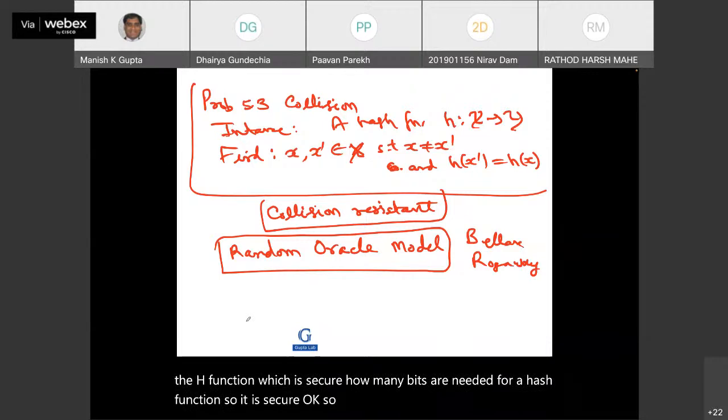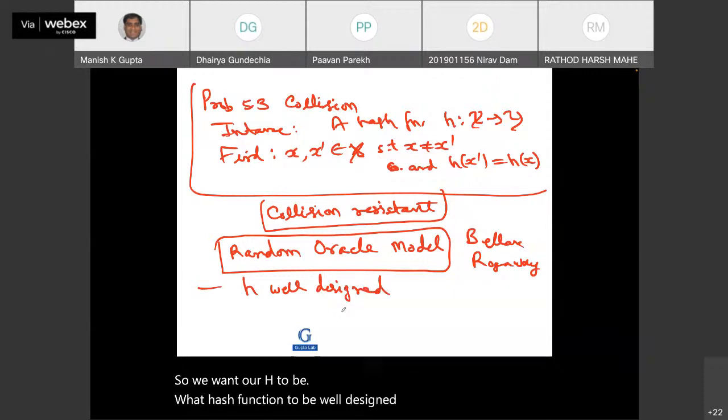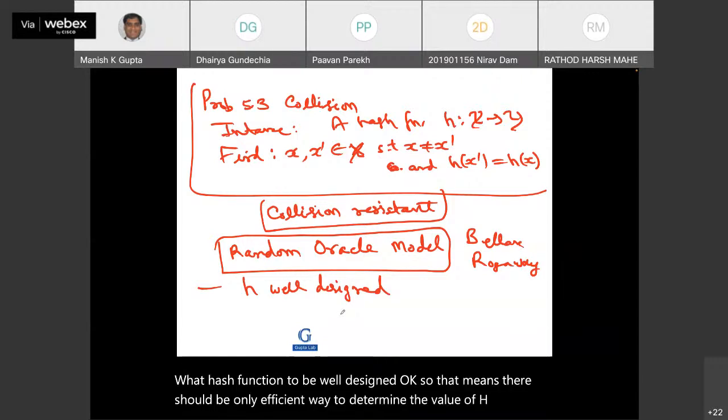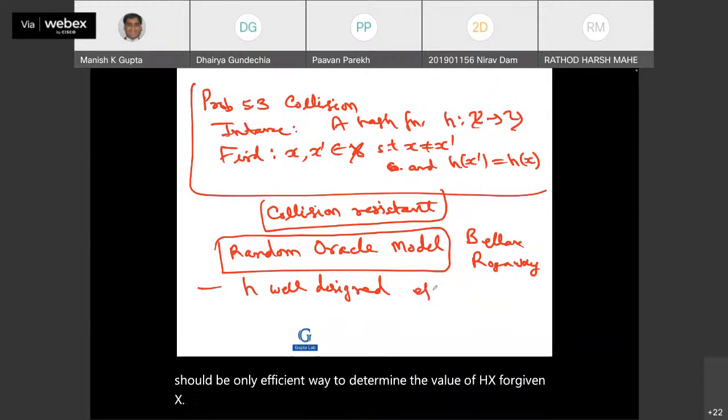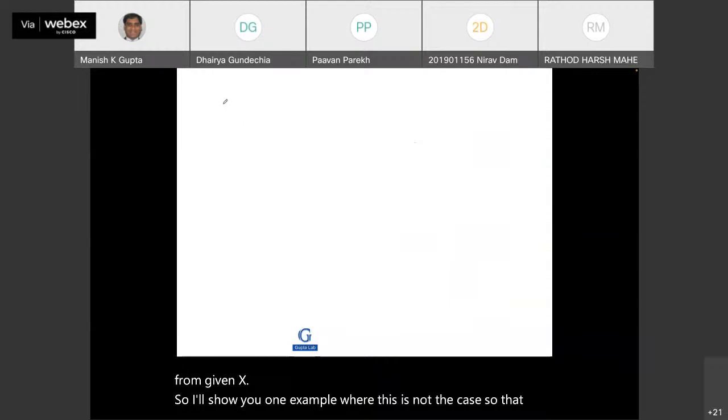Before that, I would like to give you an example. We want our hash function to be well designed. That means there should be an efficient way to determine the value of h(x) for a given x. I'll show you one example where this is not the case so that you understand.